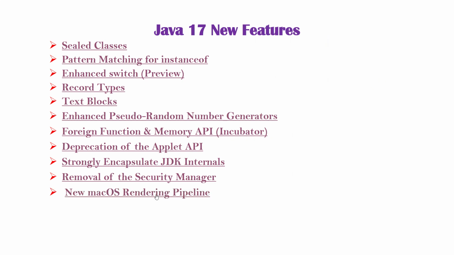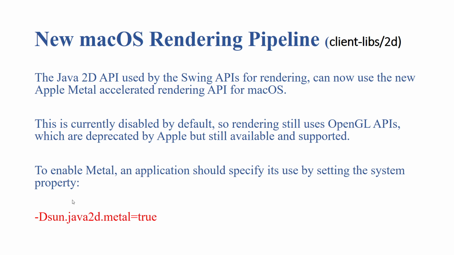Next, there is a new macOS rendering pipeline. You can see that to enable Metal, an application should specify its use by setting the system property. This is the system property, and we need to make it true to use this feature. This is the macOS-related rendering pipeline, and it has been included in the client libs 2D library.